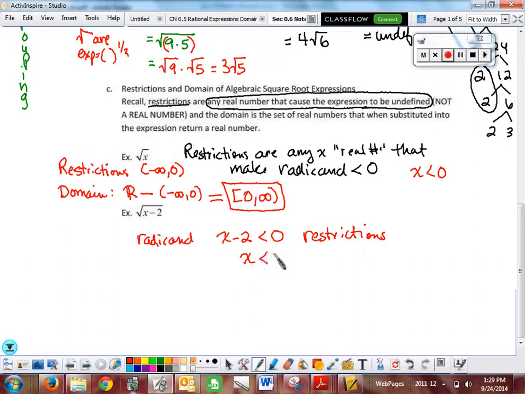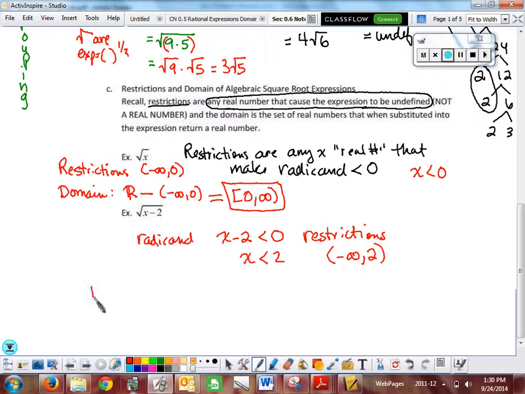All I'm doing is just adding 2 to that side and saying, well, when is the radicand negative? The radicand is negative specifically when x is less than 2. So my restrictions would be negative infinity to 2. These are all the values that give me a negative under the radical, which are going to cause me to return not a real number.